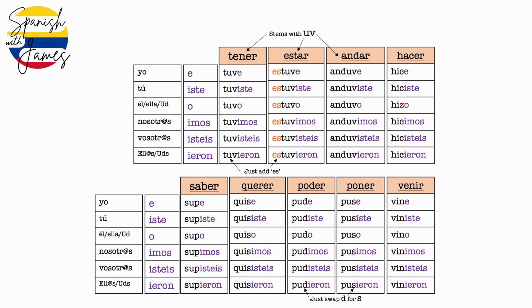Again, if we take the IR off and we change that E for an I, the same as we change the A for an I in hacer, we get to our irregular stem. And then we just add the irregular endings which we've stolen from the verb tener.